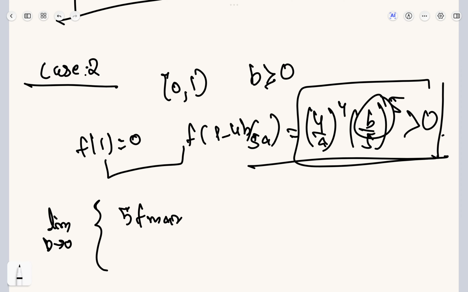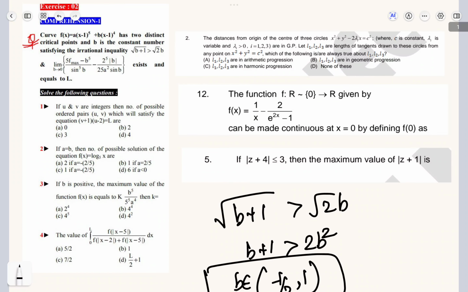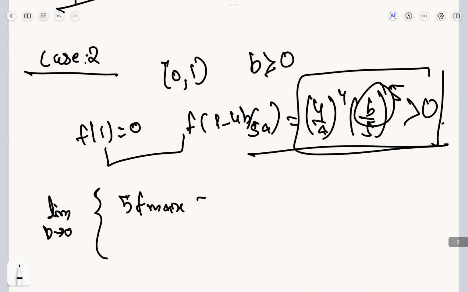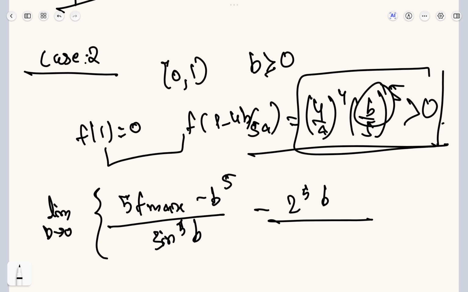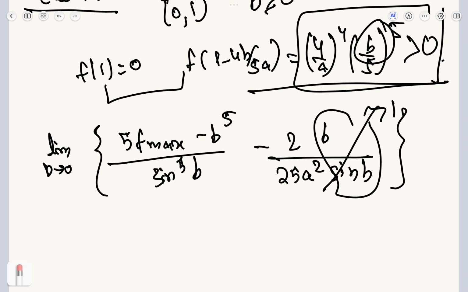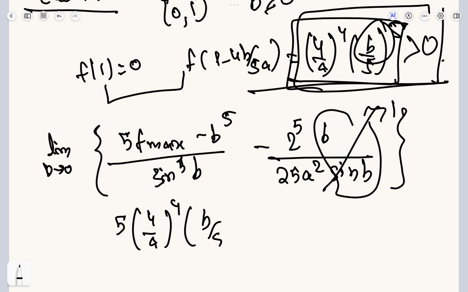5 f max minus b power 5 by sine power 5b minus 2 power 5 b, yeah, this would be positive b, and 25 a squared sine b. Obviously, I can just make this 1, and for this, I would have f max to be this quantity. So 5 times 4 by a power 4 b by 5 power 5 minus b power 5.